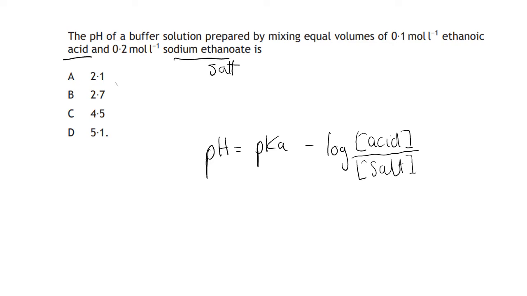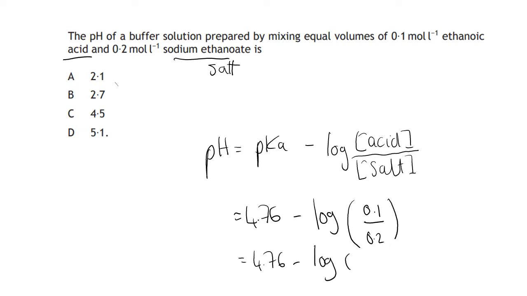Okay, now it is ethanoic acid, so we're going to look at page 14, and the pKa of ethanoic acid is 4.76. Now that is minus the log of, and what you want to do is the division of your acid over salt first and then work out the log of it. So your acid is 0.1 and your salt is 0.2. So that is going to be 4.76 minus the log of 0.5. When we do that, we get 5.06, which is 5.1, D.